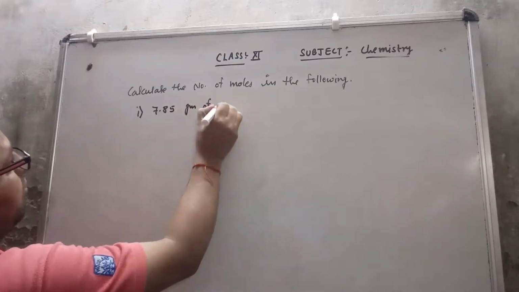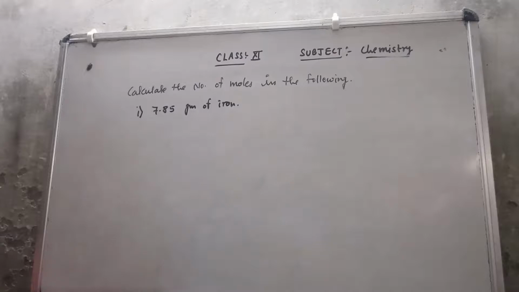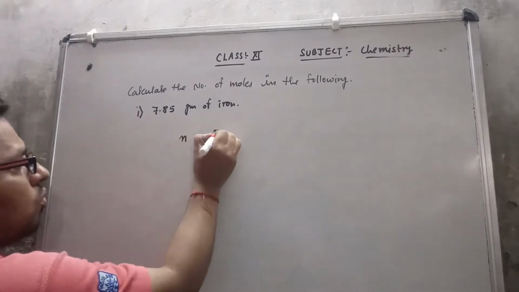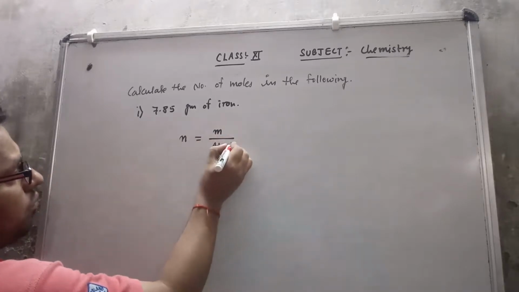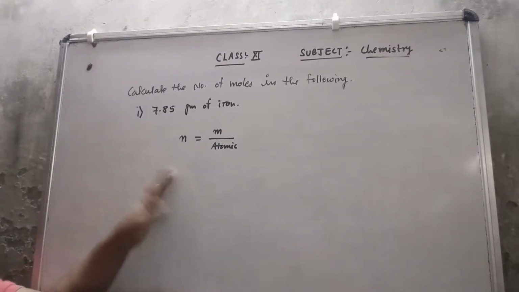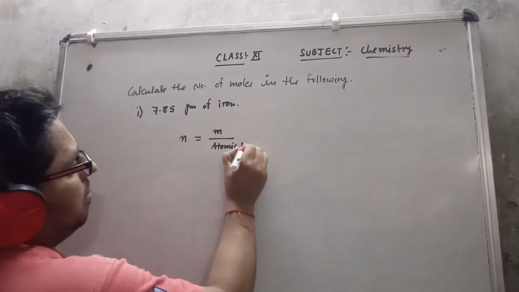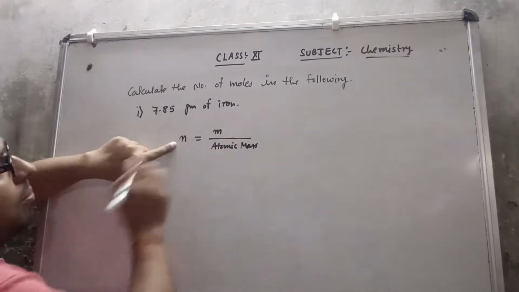7.85 gram of iron. I want to find out the number of moles. So one formula is there: number of moles equals mass upon atomic mass. You can use the atomic mass if an atom is there; if a molecule is there, then you can use the molecular mass. Here iron is the atom, so I am using the atomic mass. This is the formula, and I want to find the number of moles.